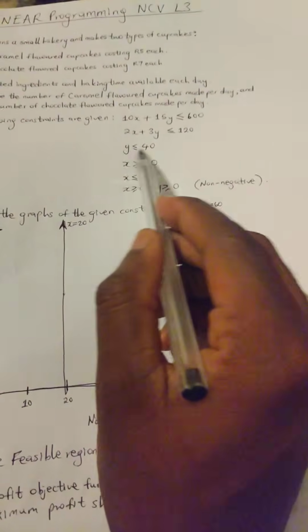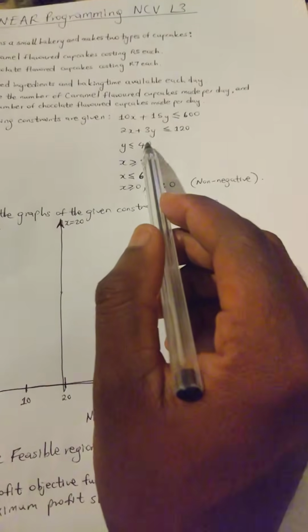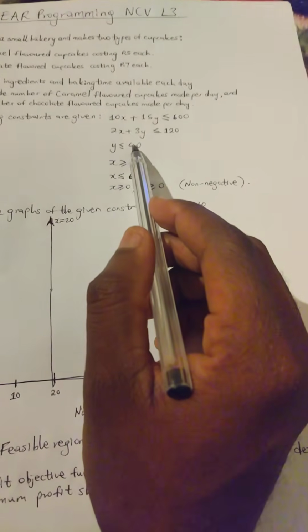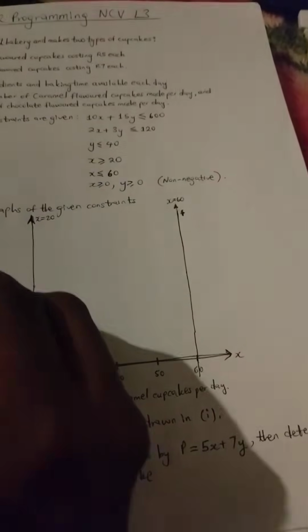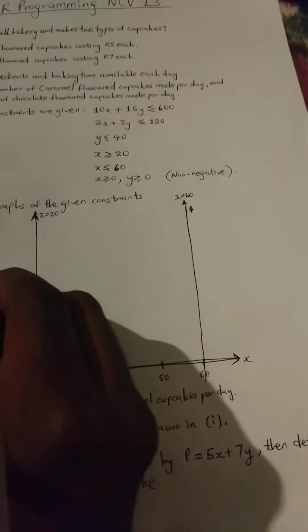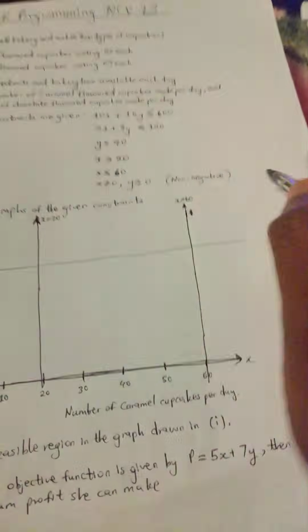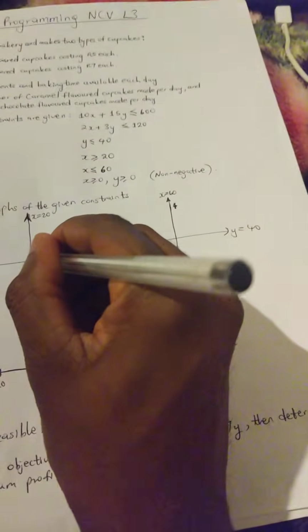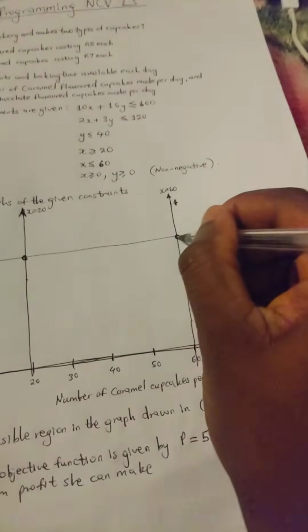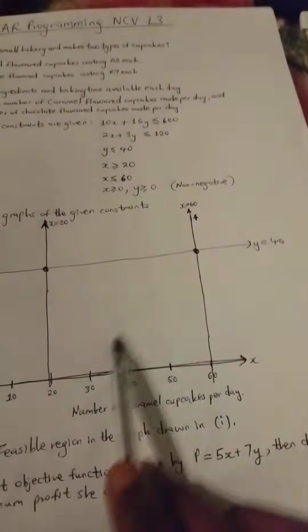But also, let's look at this one here. Y should be less than 40. In other words, the number of chocolate cupcakes should be 40 or less. Not more than 40, right? So now we're going to draw a horizontal line, because now it's no longer dealing with x, it's y. So you're going to draw y equals to 40. It's a horizontal line. Somewhere here it crosses. So now y cannot be more than 40. It's 40 or less. So my area now is inside this rectangle here.